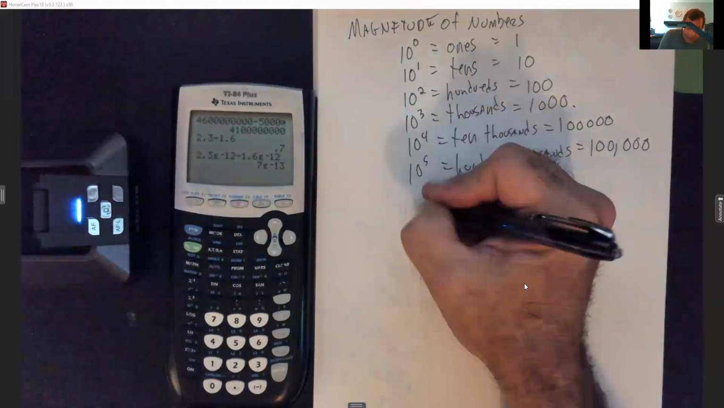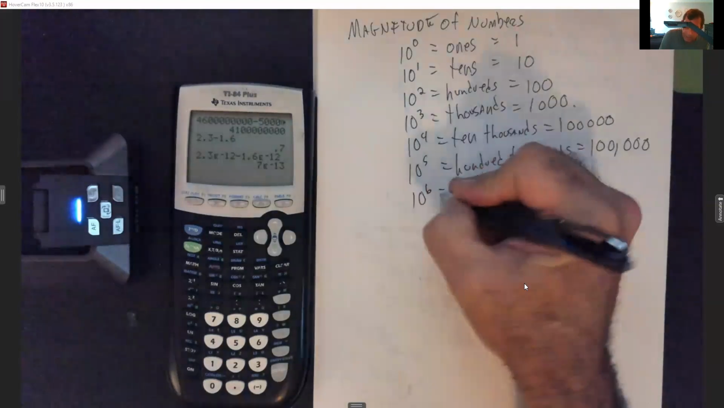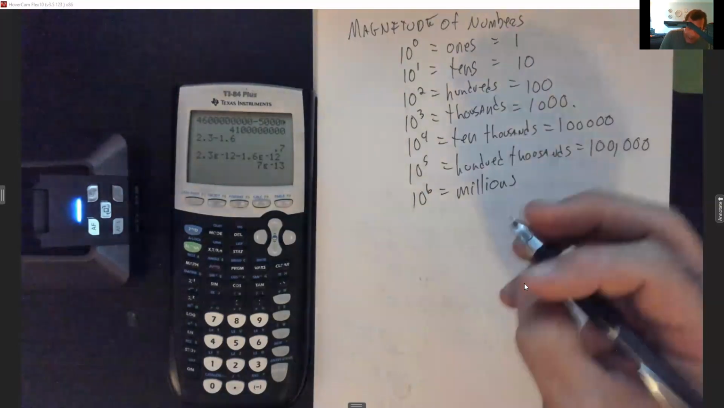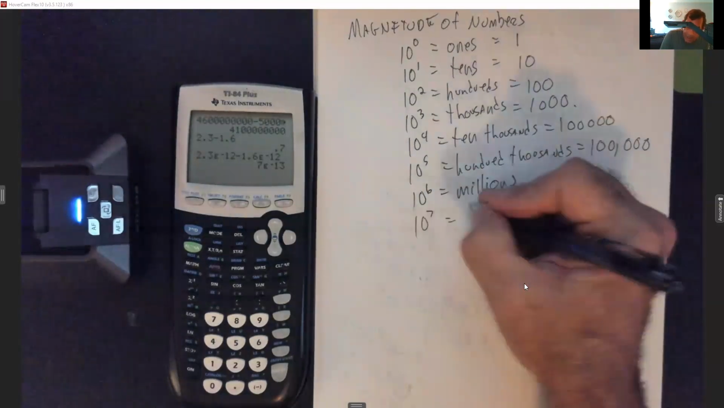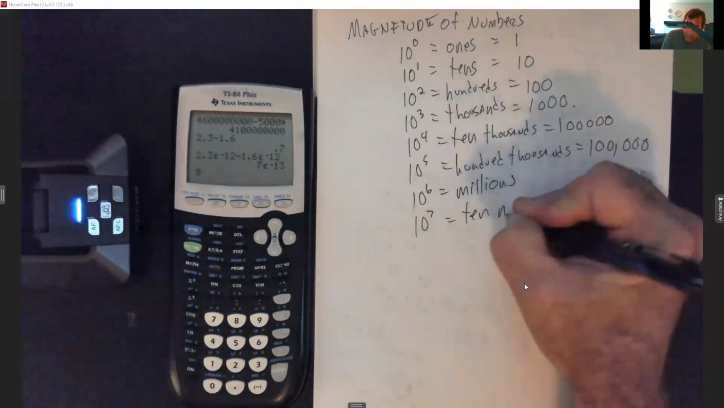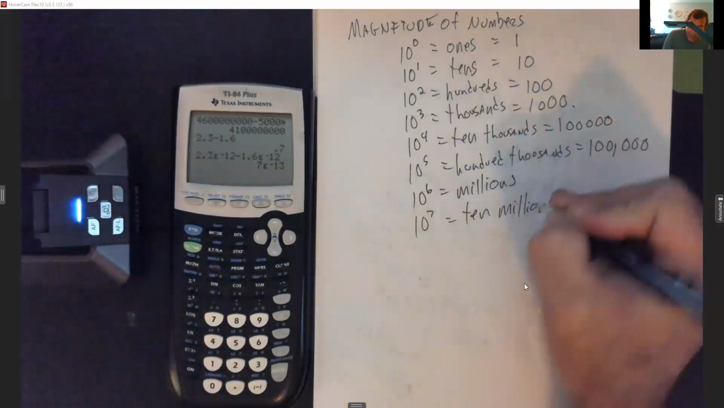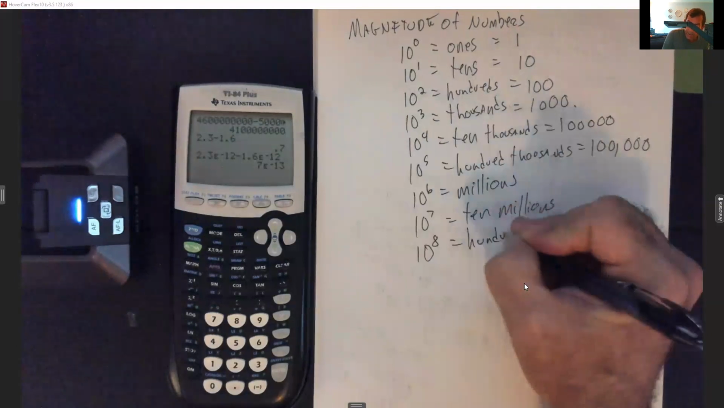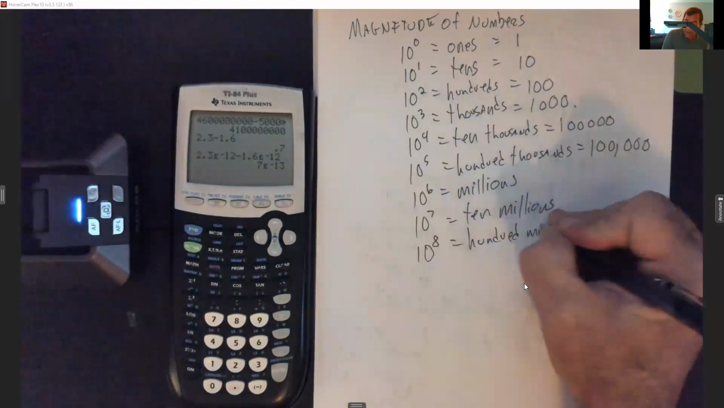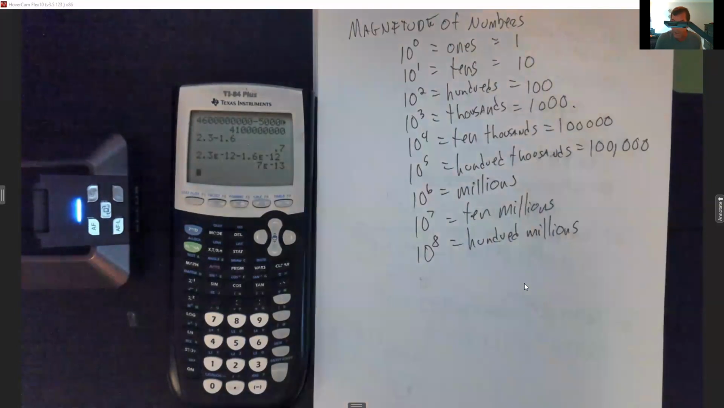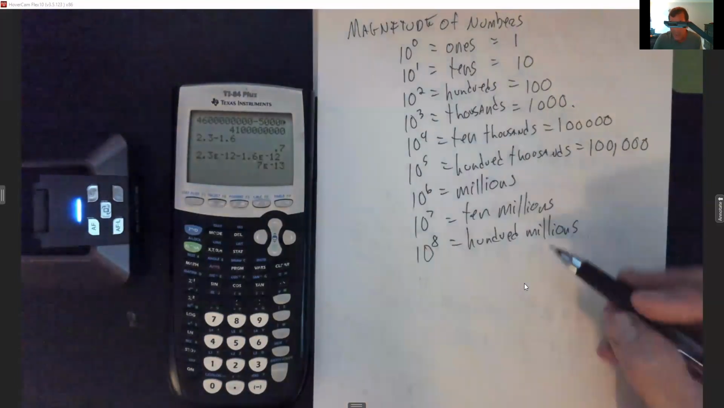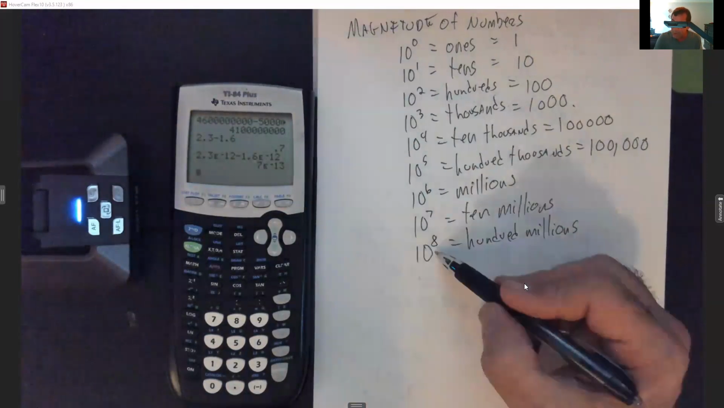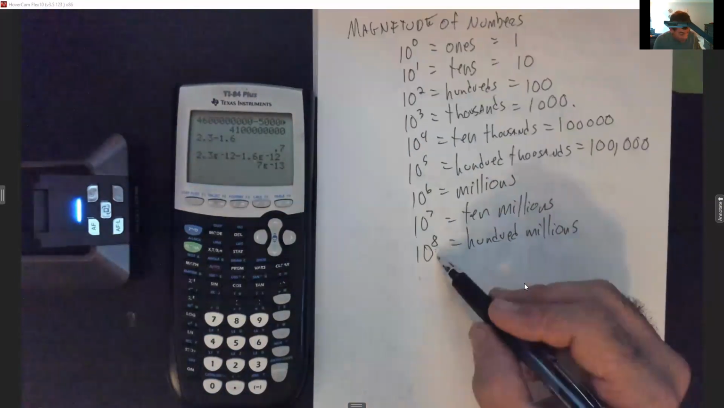All right, 10 to the 6th is the millions. Then 10 to the 7th is the 10 millions. 10 to the 8th is the 100 millions. And then, y'all, it starts with the billions. The billions, 10 billions, 100 billions. And that's how many zeros you're adding after those ones going that way, okay?